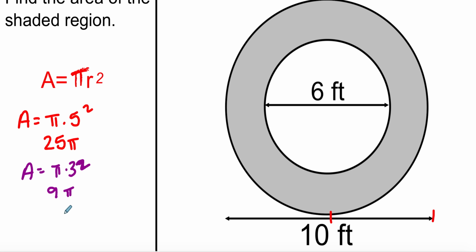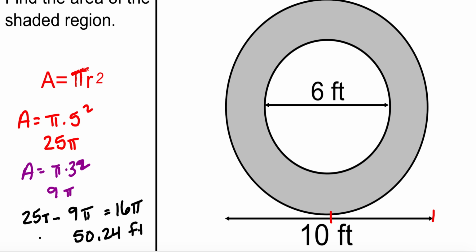So then what I have to do is subtract these two. I'm going to take 25 pi, the larger circle, and I'm going to subtract 9 pi from that. And when I do, I get 16 pi. When I multiply these two together then, I get 50.24 feet squared, and that would be the remainder of just the inside area there. If you got that answer for yourself, go ahead and give yourself a pat on the back.